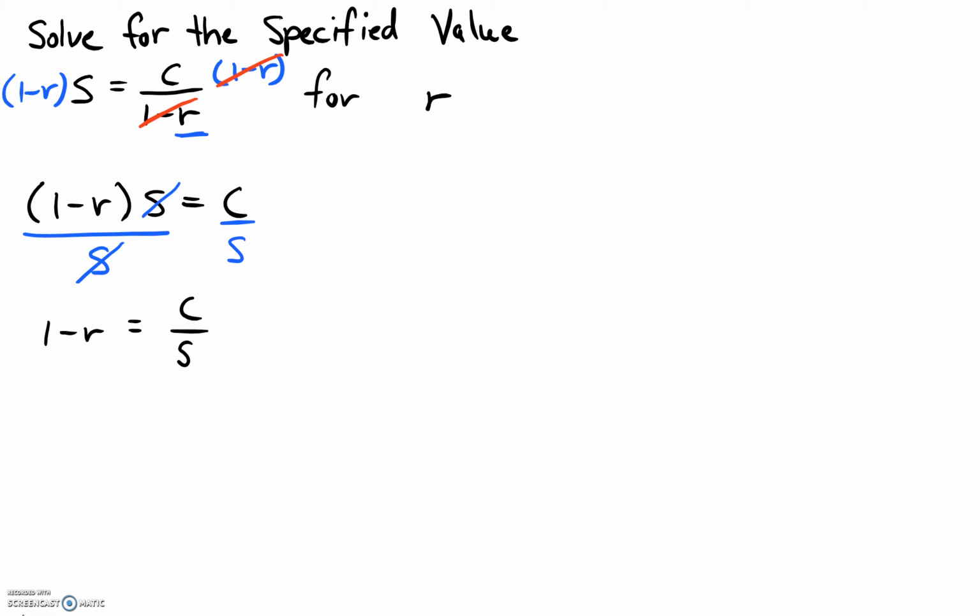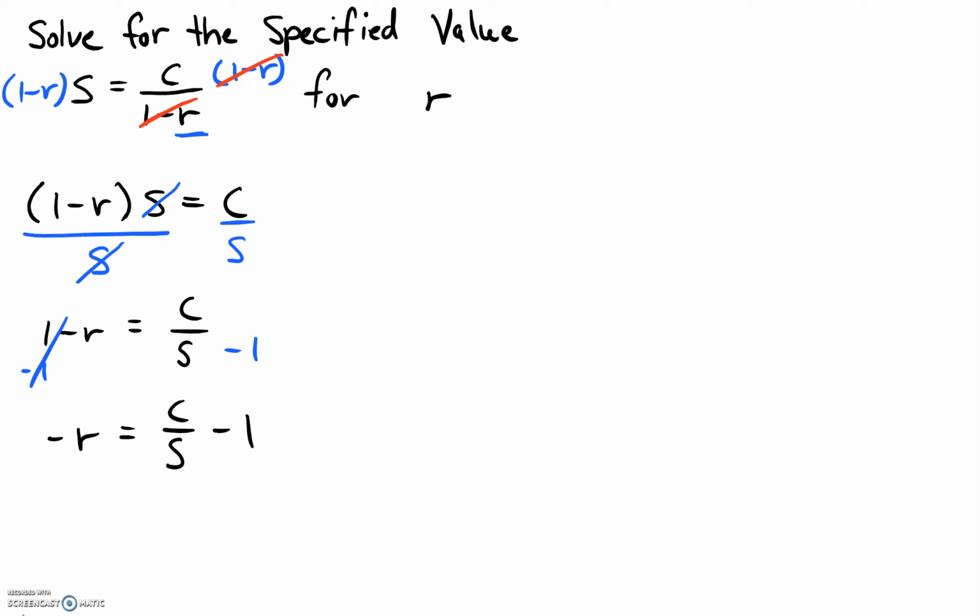So now we're adding 1 to the left-hand side. We have positive 1 minus r. So let's go ahead and subtract 1 from both sides. And that's going to leave us with negative r on the left-hand side equals c over s minus 1. Don't try to combine those terms because they don't have common denominators at this point, so we just leave them as separate terms.